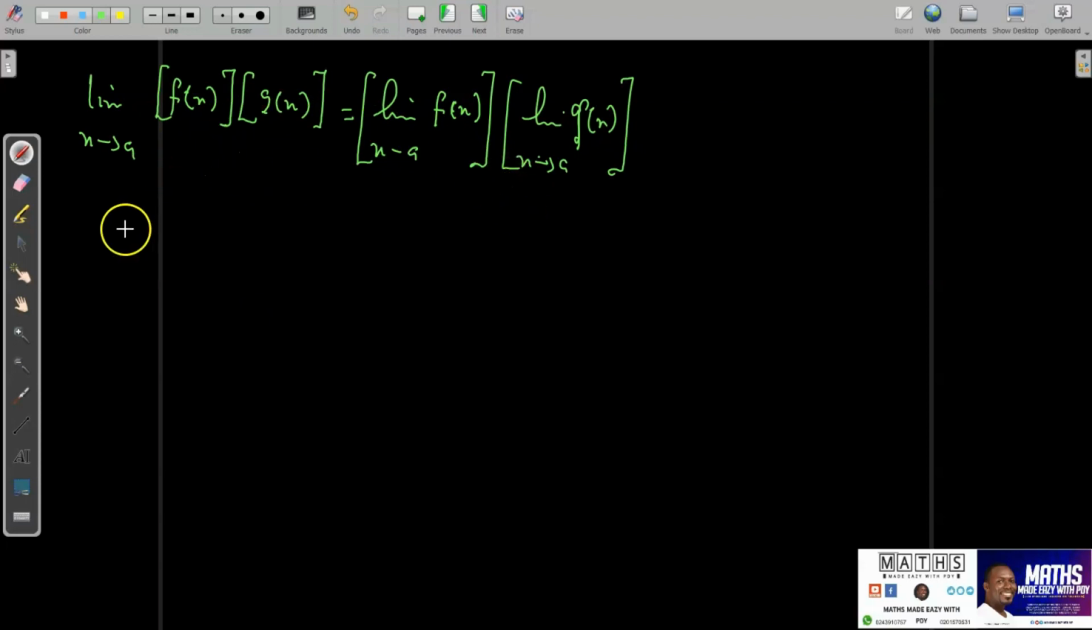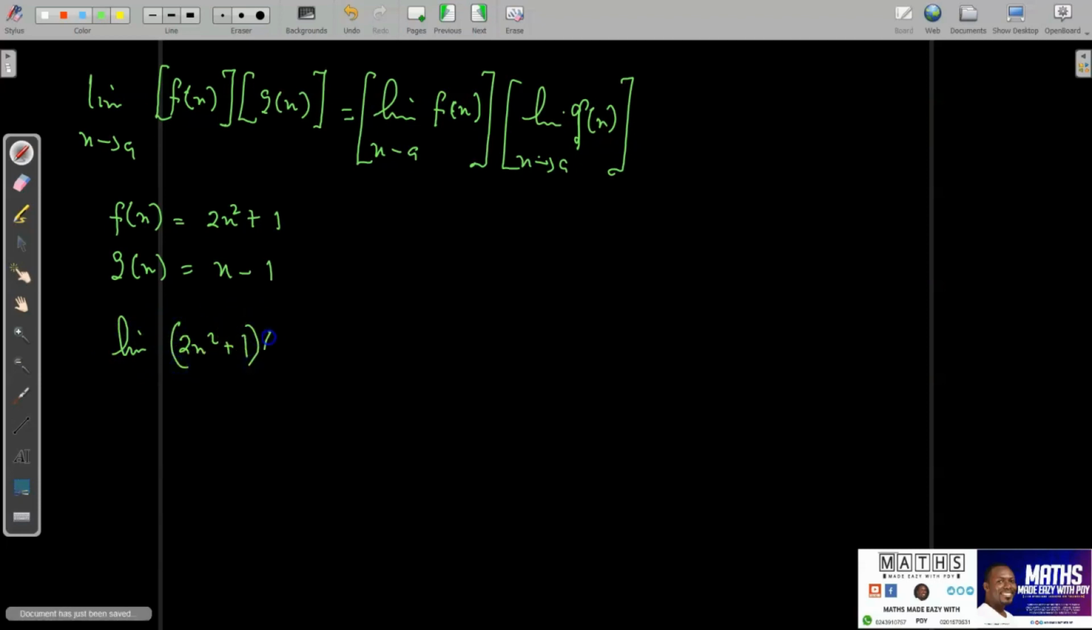So I can use what we just used. If f of x again is, this time, 2x squared plus 1, and then g of x is actually x, which number did I use? Okay, it was x minus 1. So x minus 1, we can just use that to confirm it. So having the limit of 2x squared plus 1 all multiplying x minus 1 as x approaches, let's say, 1. Again, we just want to use 1.